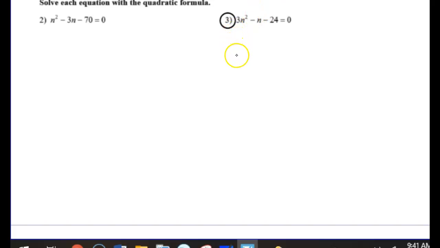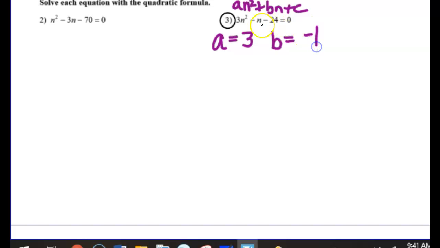Let's do number 3. What are a, b, and c? Remember, it's a n squared plus b n plus c. So what's in front of the n squared is a, and that would be 3. On the n is a what? -1. Yep, we're going to go with this whole thing is a -1. And then what is c at the back? The constant is -24.